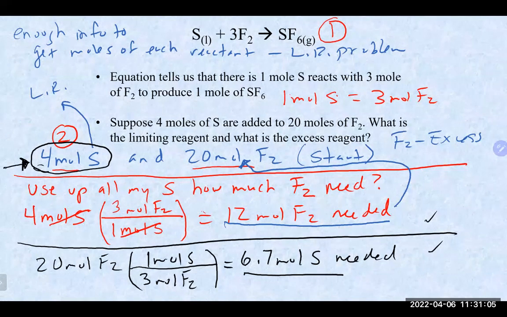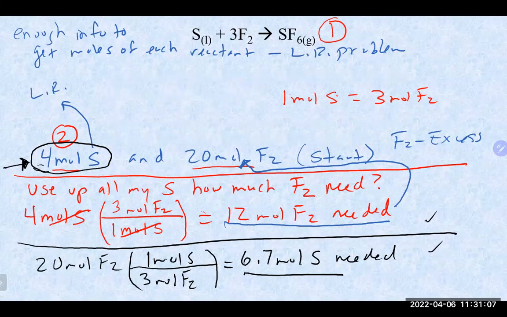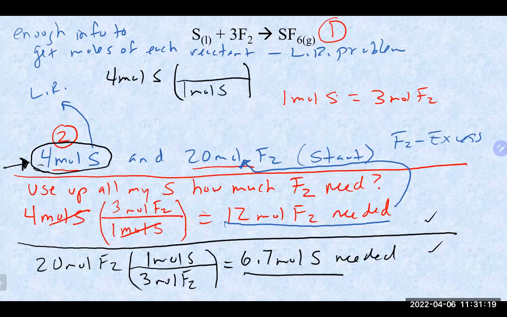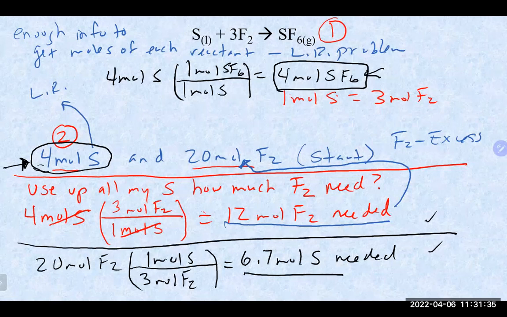So if I were to do this, I would then go with my 4 moles of sulfur because it's the limiting reagent. I would do the mole-to-mole relationship between sulfur and our product, and it would tell me I would produce 4 moles of SF6. This would be my theoretical yield in moles, which I could, if I wanted to, convert to grams using the molar mass as well, which would give me my theoretical yield in grams.